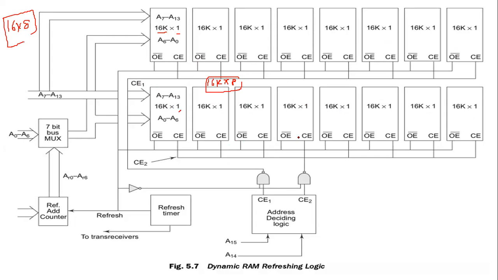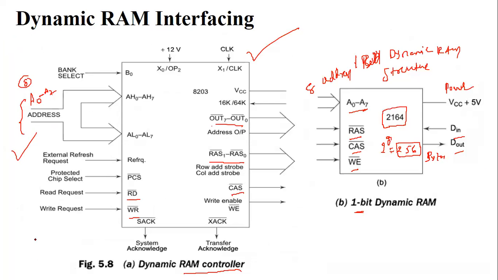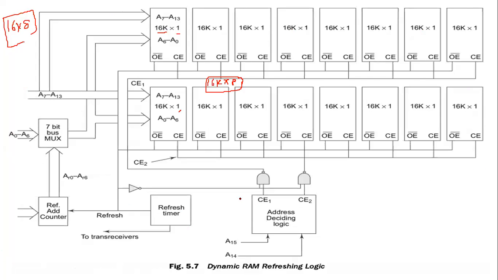For refreshing this, you know that each and every bit of the dynamic RAM must be refreshed every 2 to 3 seconds without losing the data stored in the capacitor. For that purpose, you require some additional control circuit here. These are the logic circuits to refresh it.